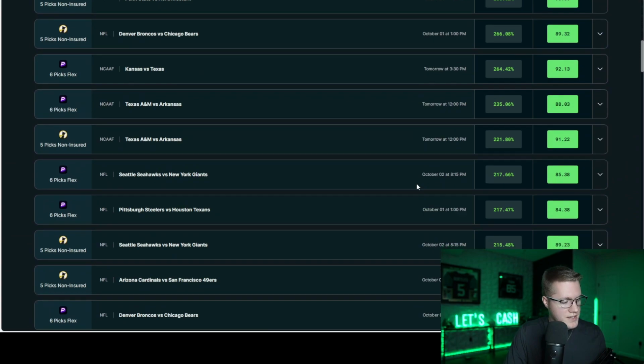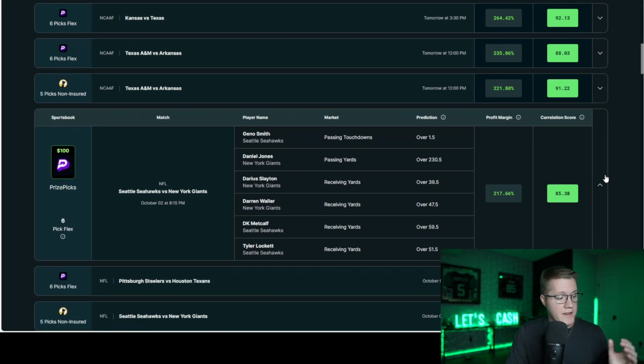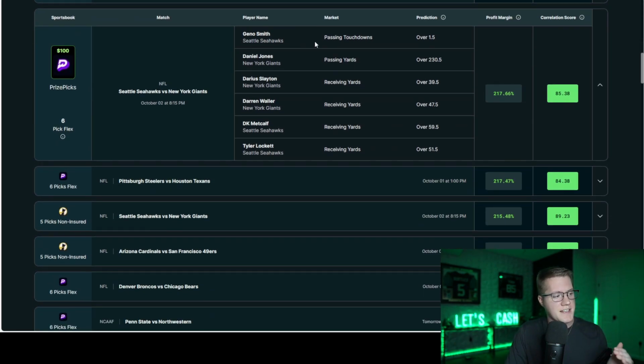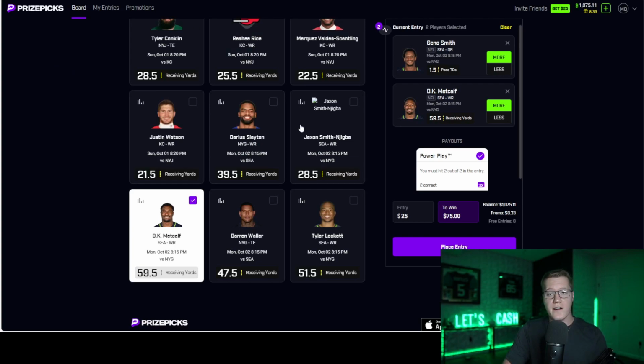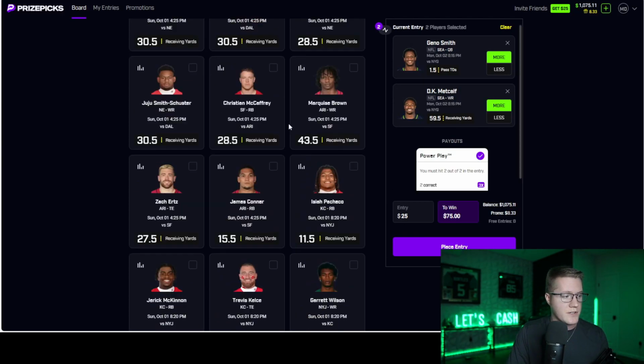So we're going to take a look here at the exact game that we're talking about with Geno Smith over 1.5 passing touchdowns. It's going to be the Seahawks versus the Giants. I believe they square off Sunday Night Football at 8:15. And we're going to go ahead and take a look here at the correlated plays. So for this exact slip, we're taking a look at Geno Smith over 1.5 passing touchdowns, pairing him with DK Metcalf. That's another play within the slip. And I already talked about why these two are positively correlated. But let's now take it a step further and talk about why each of these plays within the slip recommended are also positively correlated, right?